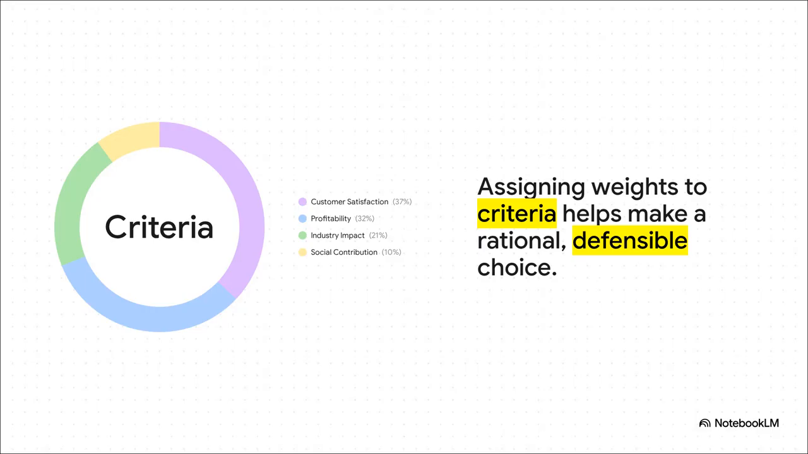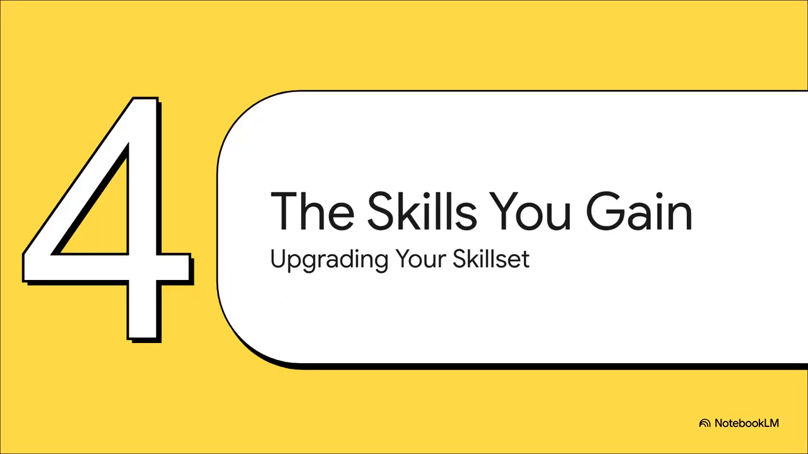But how do you pick a path? This is where you have to define your decision criteria. You have to decide what actually matters most. Is it all about profit right now, or is long-term customer satisfaction more important? By actually assigning weights to these priorities, you can score your options and make a choice that is rational, logical, and most importantly, defensible.